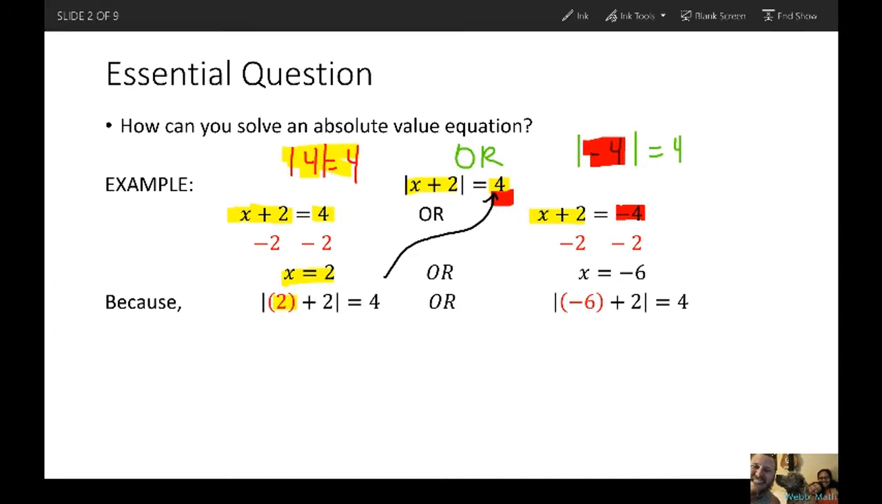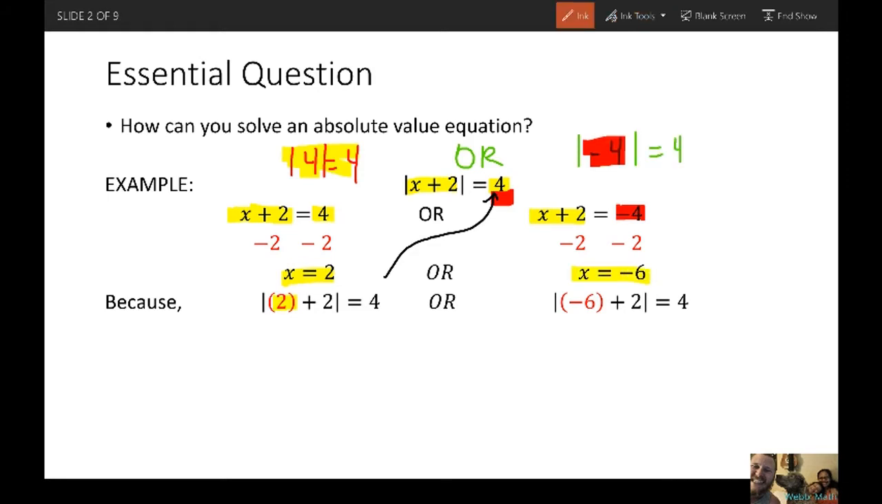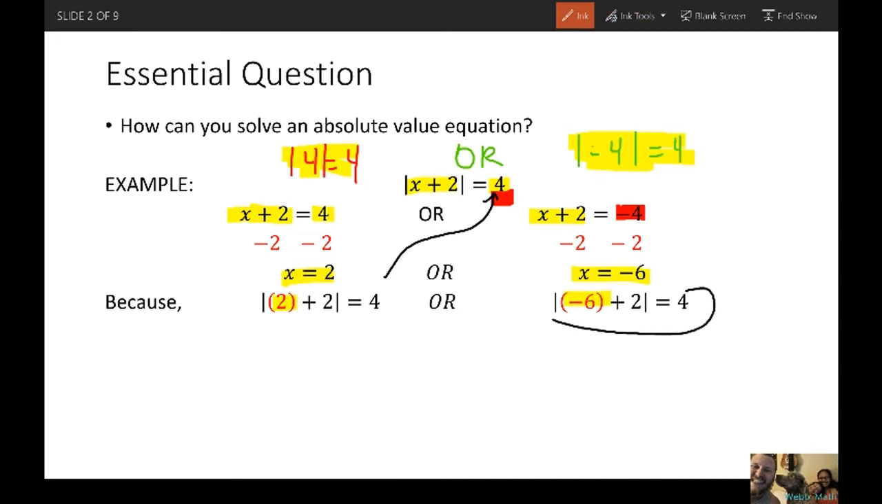And then if you look at our other situation with x being negative 6, we'll substitute into our original absolute value expression. Negative 6 plus 2 is negative 4. And I've already said that the absolute value of negative 4 is going to be 4. So notice how a disjunction is really just two different solutions to the same problem. So your solutions here will be x equals 2 and x equals negative 6.